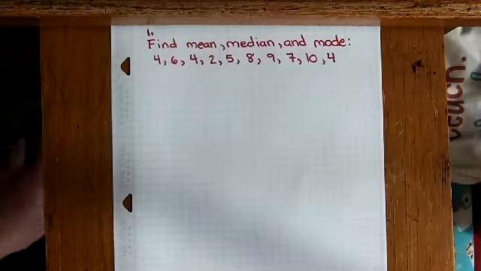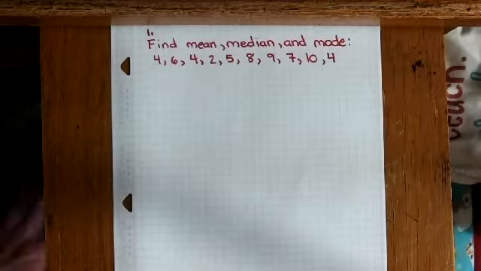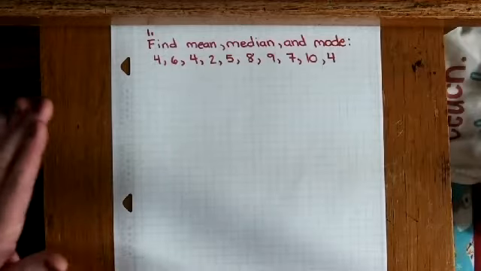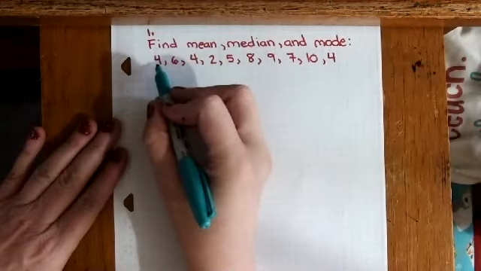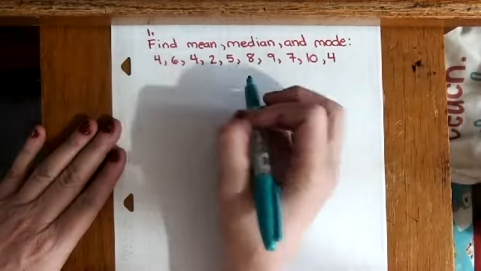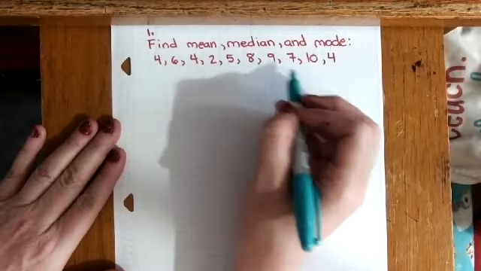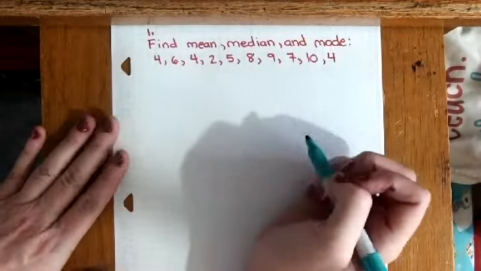Let's find the mean, median, and mode for this list of data. So we have here 4, 6, 4, 2, 5, 8, 9, 7, 10, and 4.